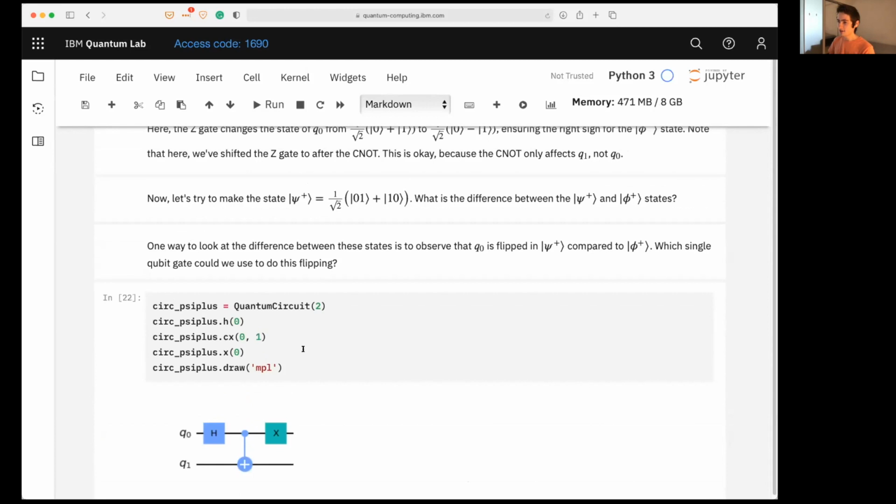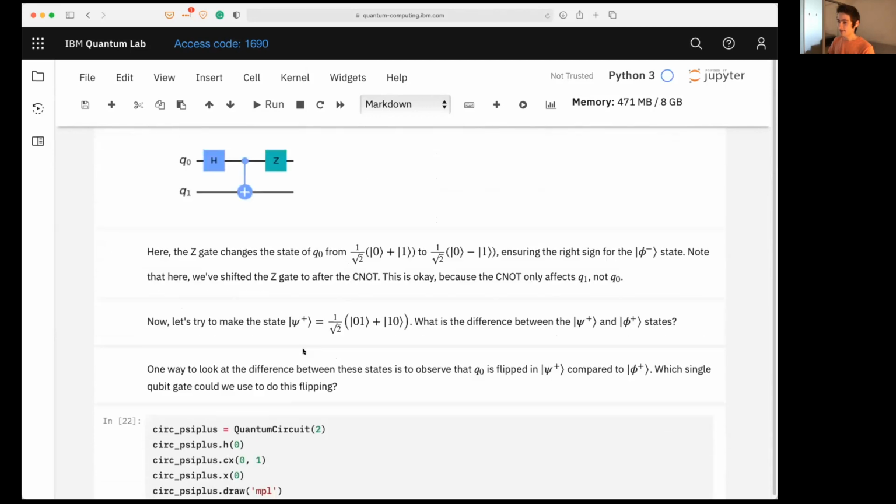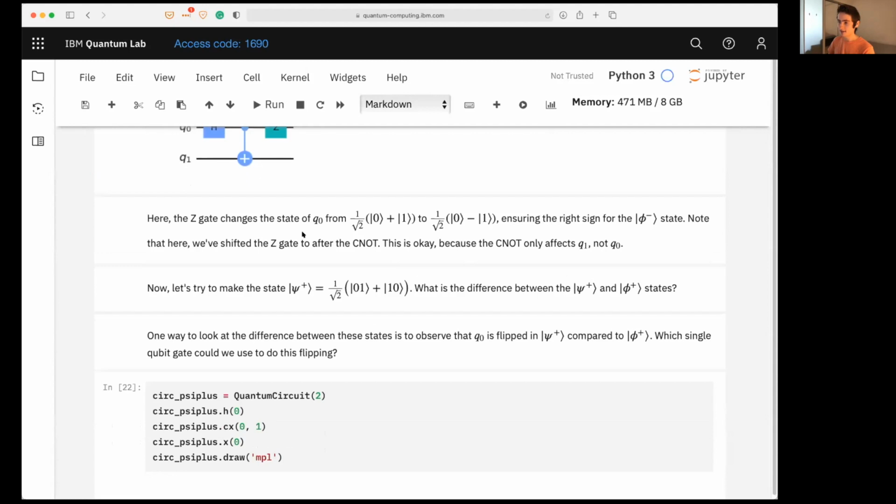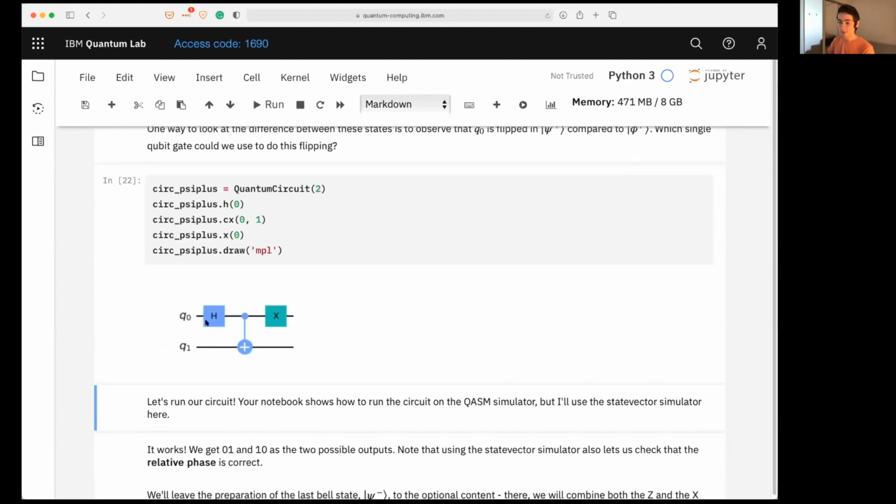Notice this looks very similar to our phi minus, right? In phi minus, we did our phi plus preparation and then a Z gate. For psi plus, we're going to do our phi plus preparation and then our X gate. I know there are a lot of terms here and it's kind of confusing to hear, but I hope this makes sense at some level.